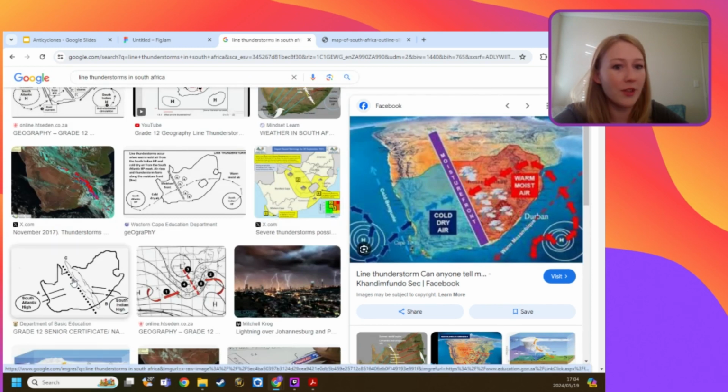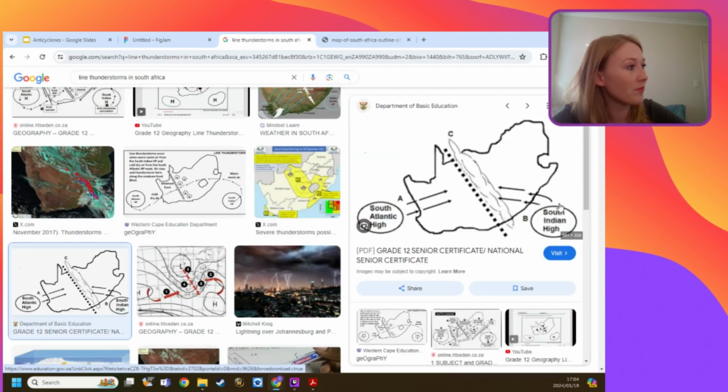Oh, that's also another nice diagram. South Indian high pressure cell, wind blowing in. There's the moisture front. South Atlantic high pressure cell blowing in dry, cold air. The side will stay fairly dry.